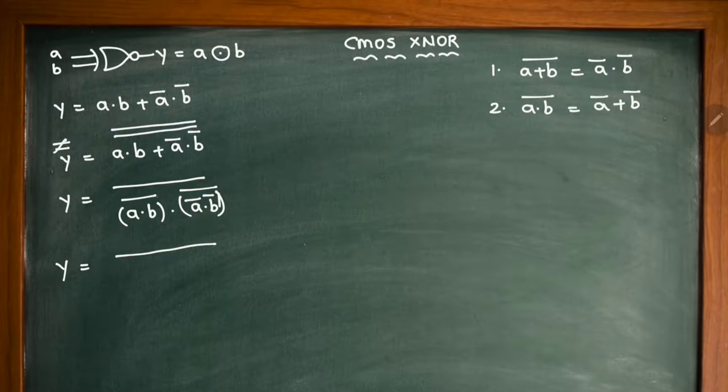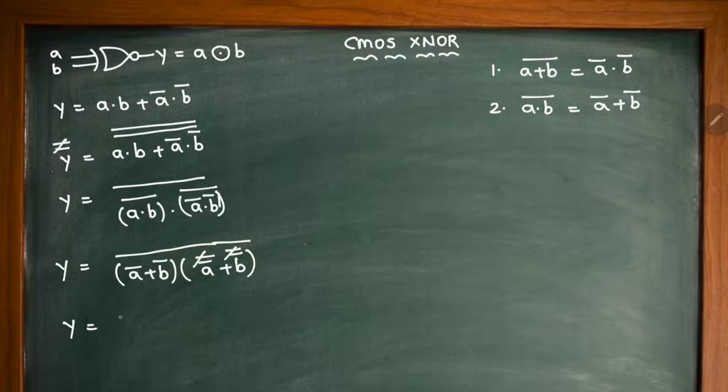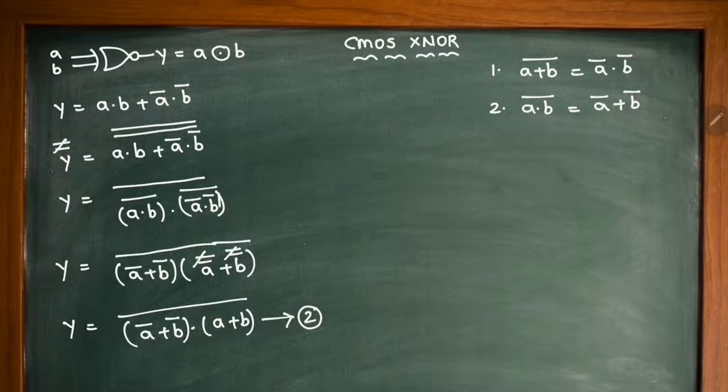Now for the internal part, try to apply again De Morgan's law, which is A dot B whole bar means it can be written as A bar plus B bar. And for the second one, it will be A bar whole bar plus B bar whole bar. If 2 bars are there, we can cancel them out. So it will be y is equal to A bar plus B bar dot A plus B. Now this is a Boolean expression for which we have to draw the schematic of CMOS XNOR.